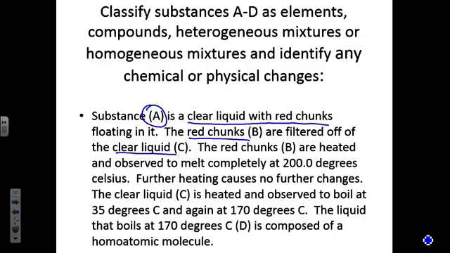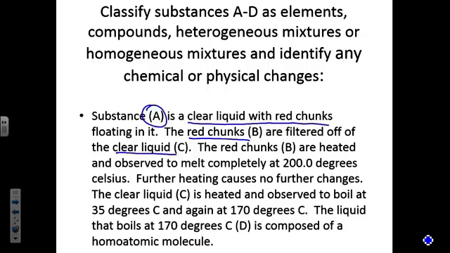Take a moment. Grab your notes on elements, compounds, homogeneous mixtures, and heterogeneous mixtures, and see if you can identify what A, B, C, and D are. Stop the video, and start it back up when you're finished.